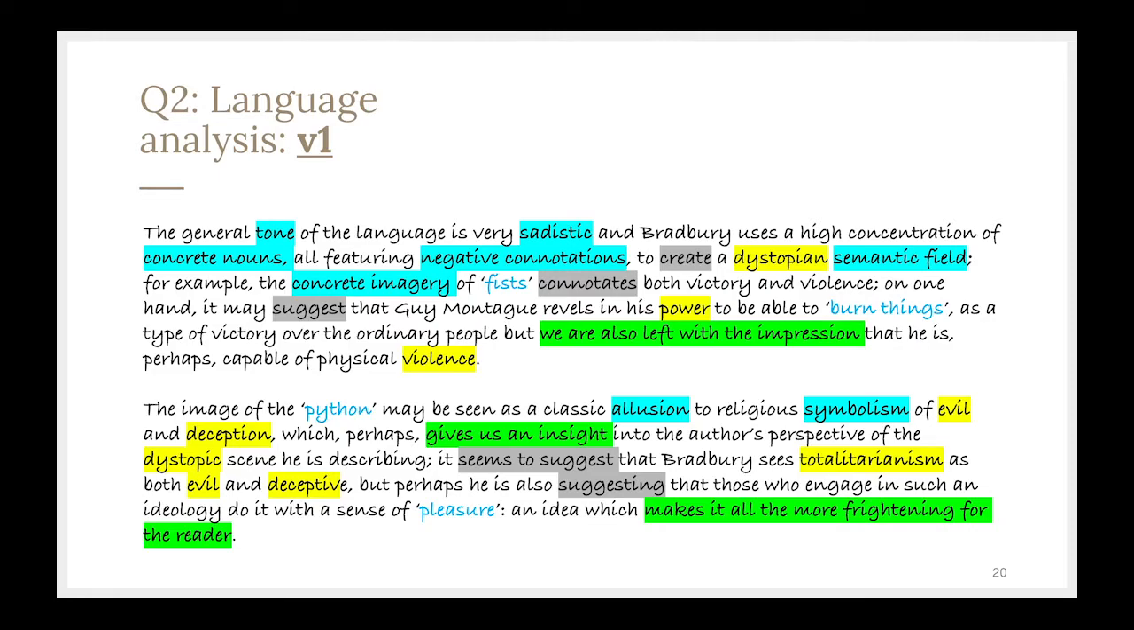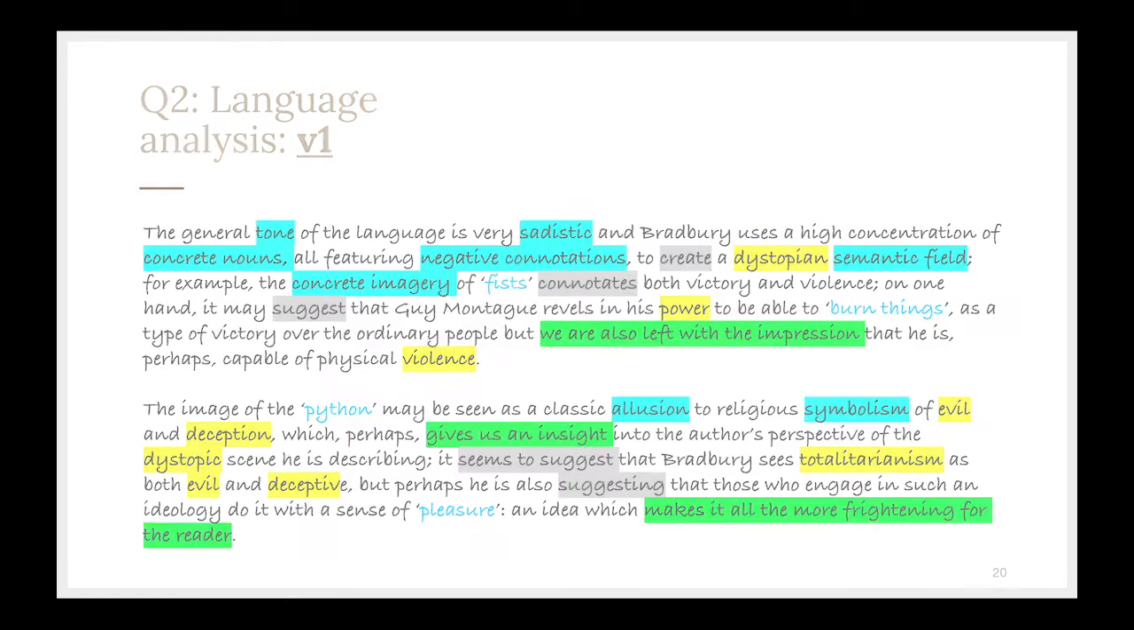The image of the python may be seen as a classic allusion to religious symbolism of evil and deception, which perhaps gives us an insight into the author's perspective of the dystopic scene he is describing. It seems to suggest that Bradbury sees totalitarianism as both evil and deceptive, but perhaps he is also suggesting that those who engage in such an ideology do it with a sense of pleasure, an idea which makes it all the more frightening for the reader.